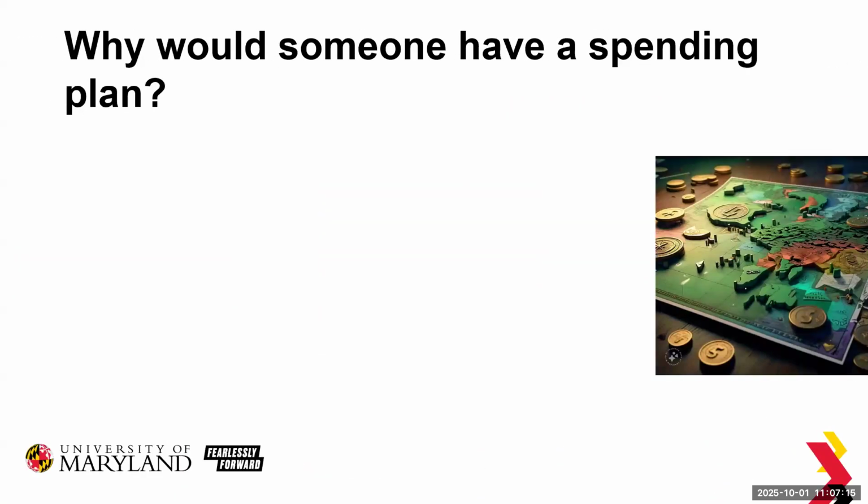So here's some reasons why someone might have a spending plan. All right, Zoom was, I'm just checking some comments. Zoom was very slow and I wasn't seeing the slides or hearing in the beginning, but it seems like you're okay now. So if there's any other troubles, let me know.